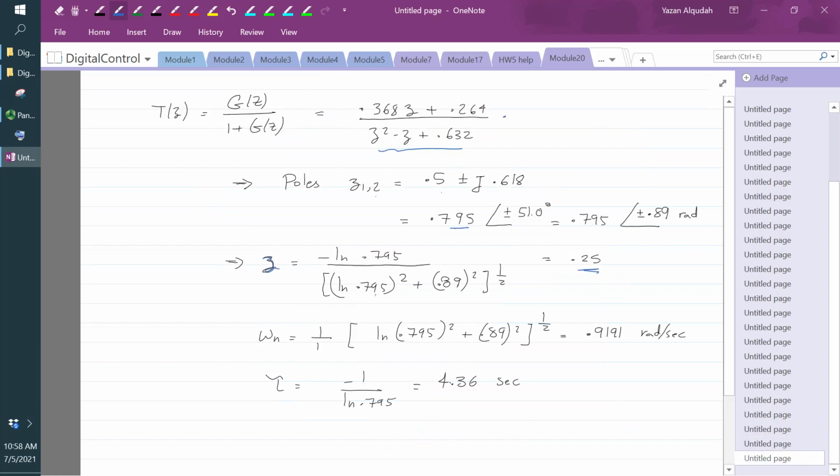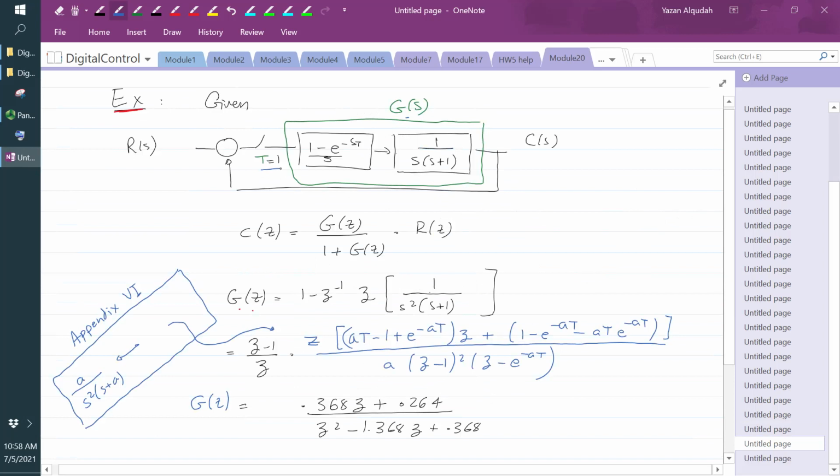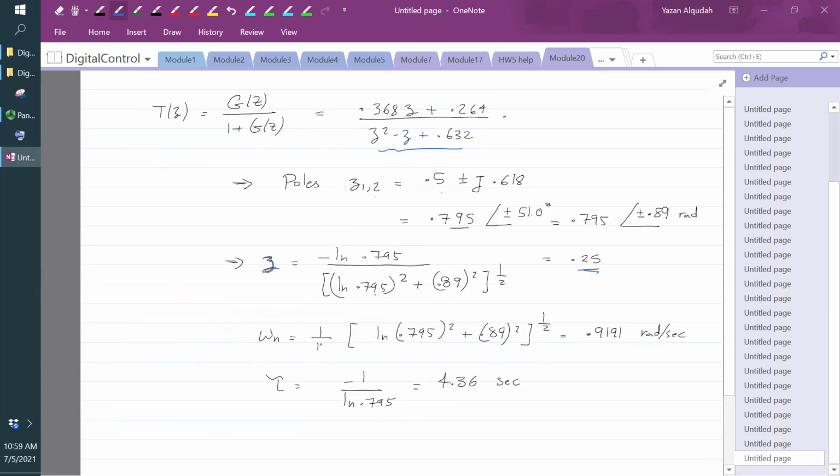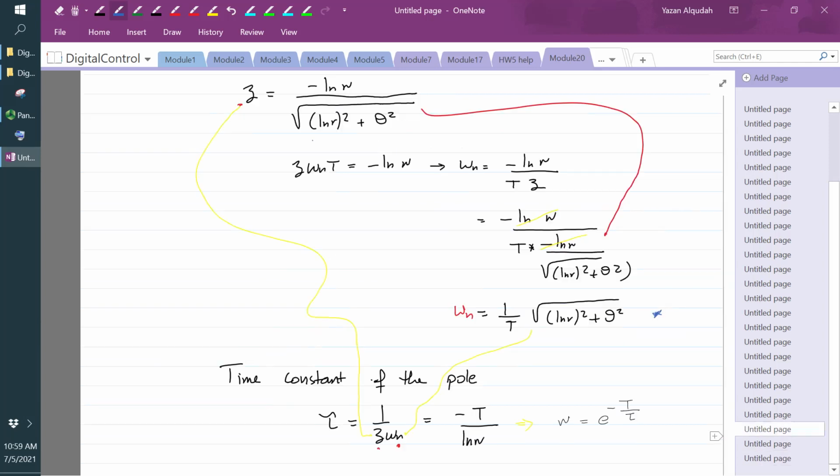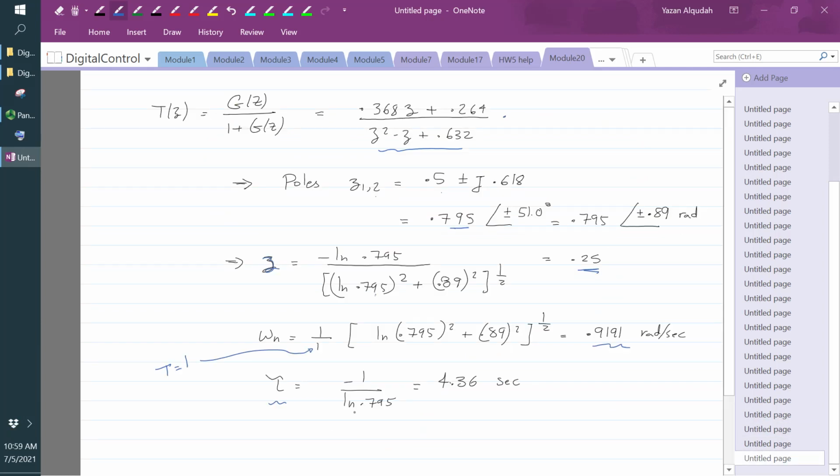Omega n is going to equal, again, from this equation here, 1 over t times the square root of the natural log of 0.795 squared plus 0.89 squared, where t is equal to 1. That is going to give me 0.919, and therefore tau is going to equal, according to here, negative t over natural log of r, which is negative 1 over natural log of 0.795, which is 4.3 seconds.